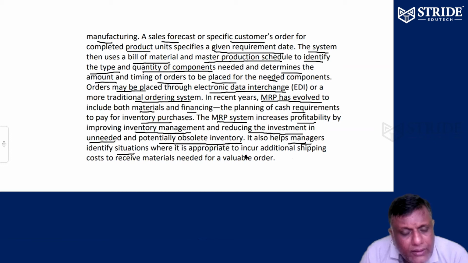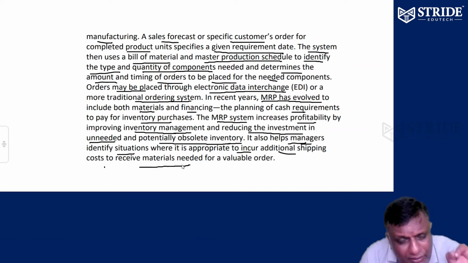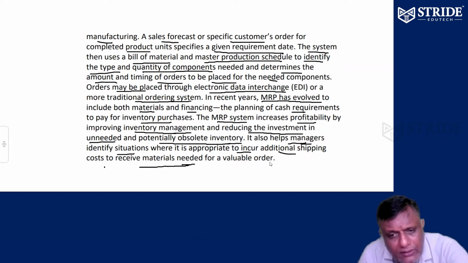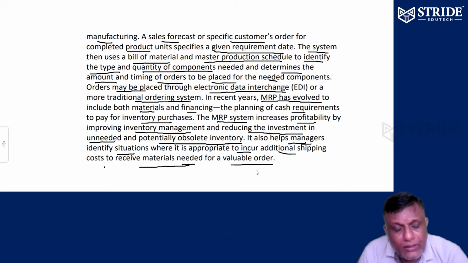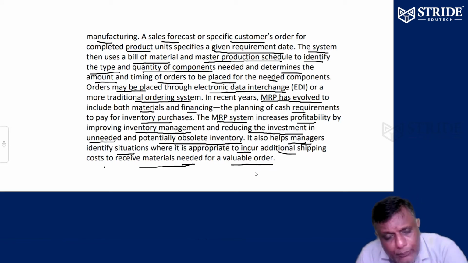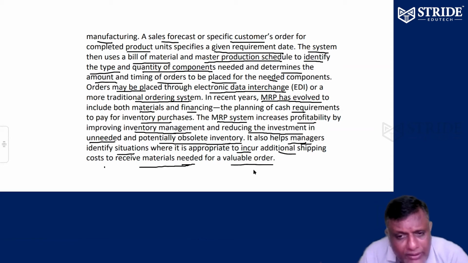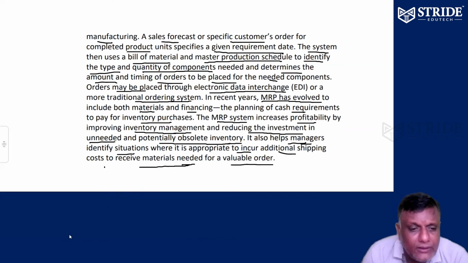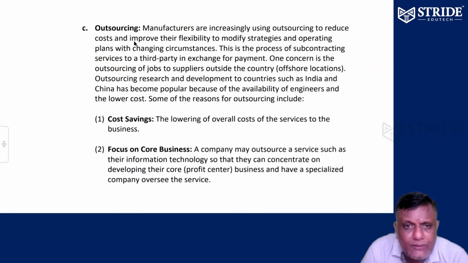Initially, it is appropriate to incur additional shipping cost to receive material whenever the material is needed. Identify the situation, then order and procure the material, then production should be started. MRP will take care of everything. MRP is a totally computerized system. Whenever needed, it makes an order and goes for the production schedule. Material resource planning will take care.